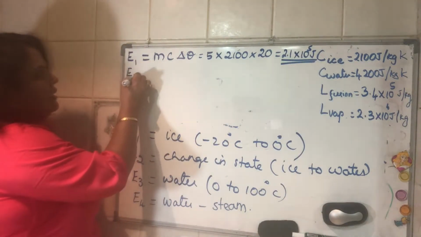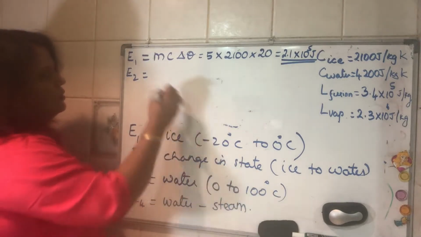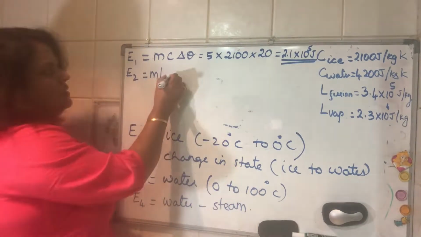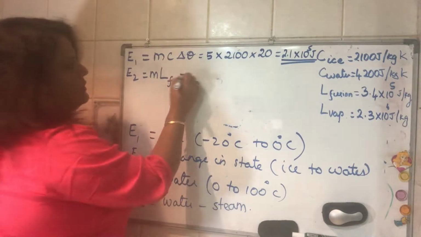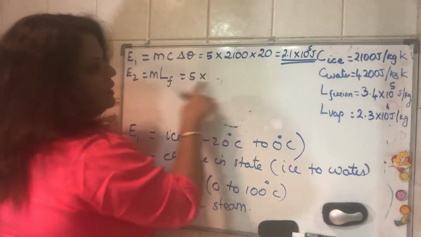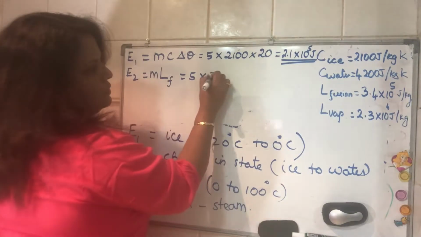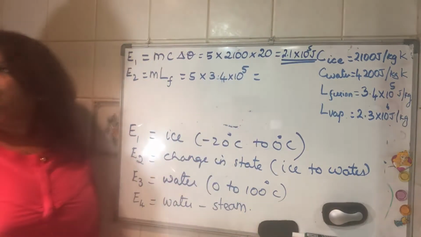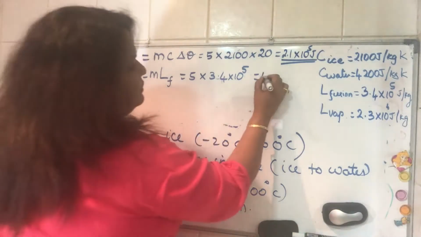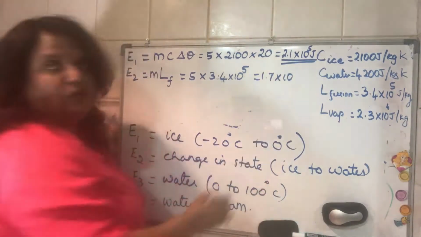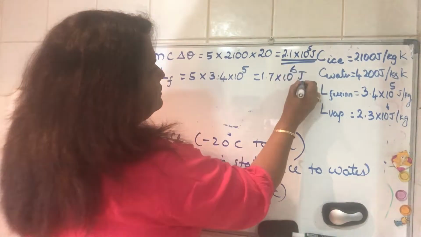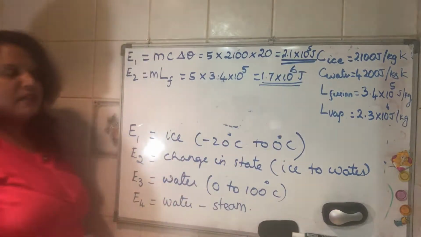Now E2: here there is a change in state, so you are using m into L, the latent heat of fusion. This is a very simple calculation. 5 multiplied by the latent heat of fusion, 3.4 into 10 to the power of 5, and you get the answer, which is 1.7 into 10 to the power of 6, I think. Yeah, 10 to the power of 6 joules. So the second answer is that.